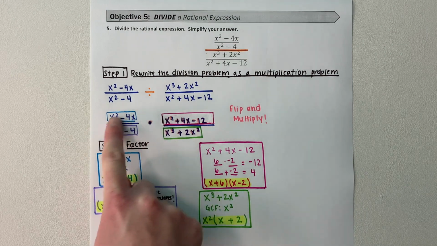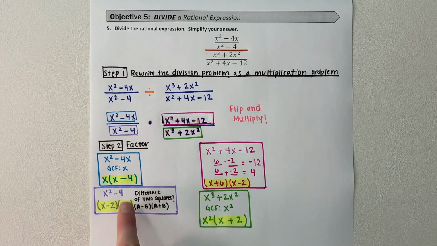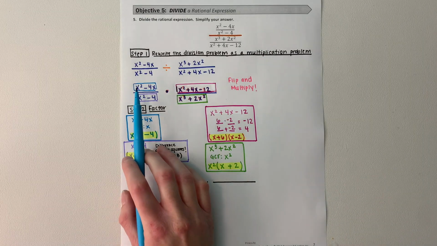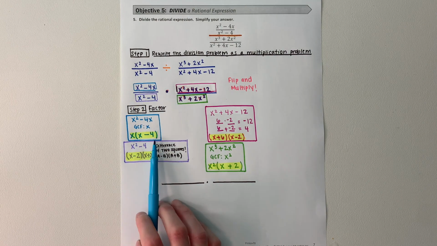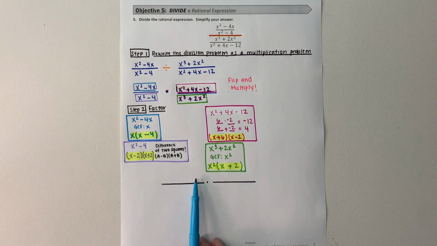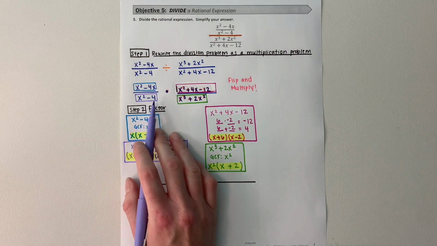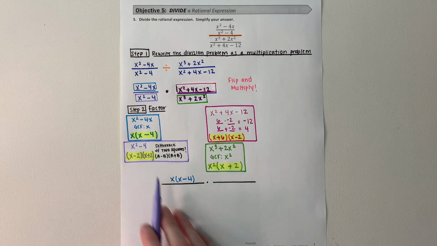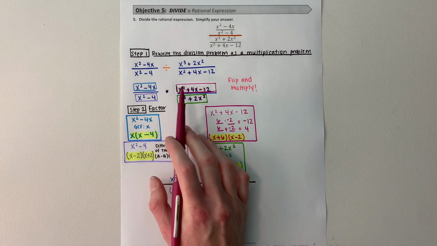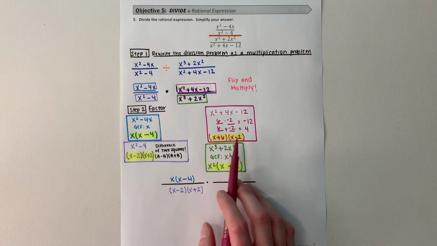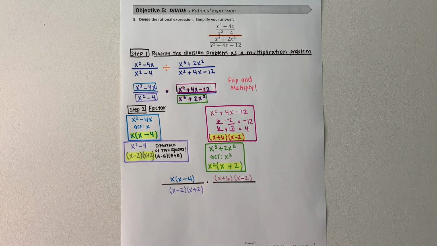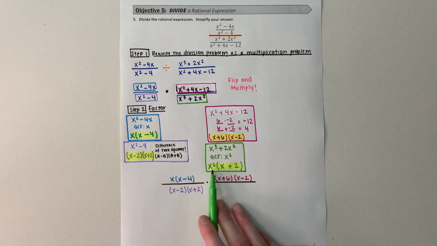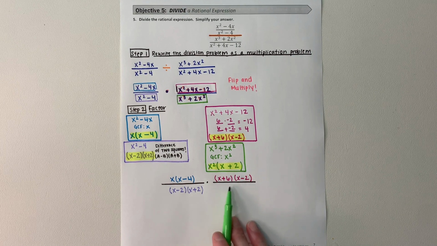Now let's rewrite this multiplication problem using the factored form. So the factored form of this numerator is this. So I'll write this in the numerator here. The factored form of this denominator is this, so I'll write this in the denominator here. The factored form of this numerator is this, so I'll write this in this numerator. And the factored form of this denominator is this, so I'll write this in the denominator here.